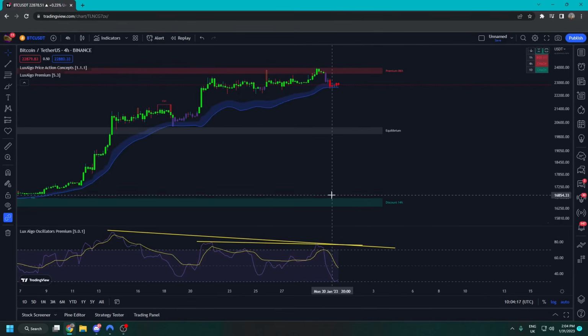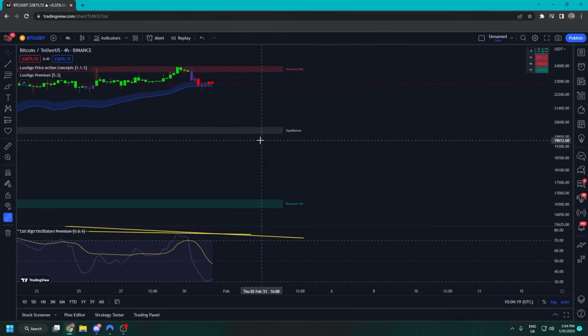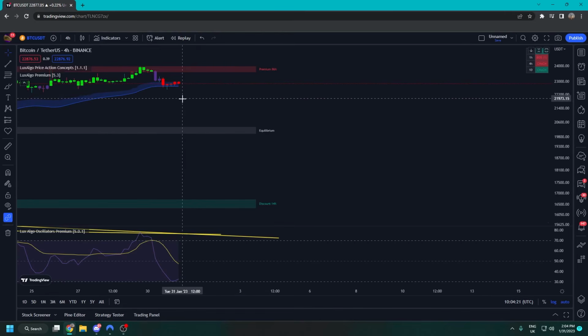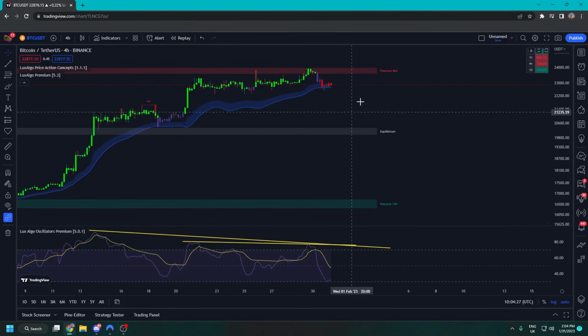So if I turn on the smart trail, okay, look, we found support on the smart trail, but a breakdown of that is a great area to short. If we see the smart trail breaking down, it's a nice area to short. So these premium, equilibrium, and discount zones help give you that bias. So you open your chart, you see, okay, now I need to short, now I need to long, and it boils down to that. If the price is around the equilibrium, hey, it's fairly valued. There's not really a trade opportunity here.